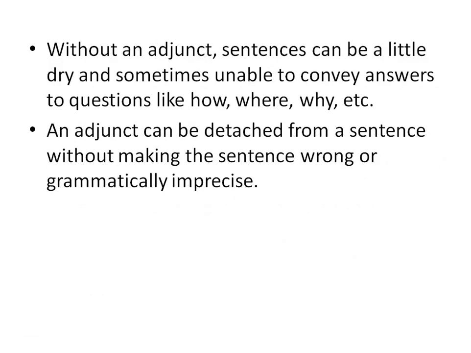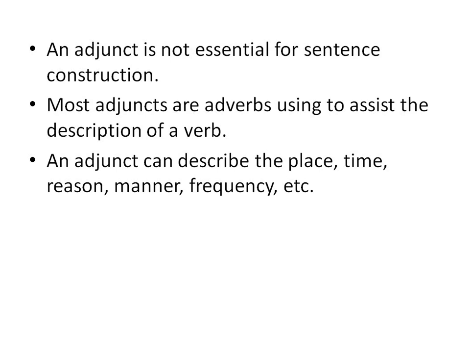Without an adjunct, sentences can be a little dry and sometimes unable to convey answers to questions like how, where, and why. An adjunct can be detached from a sentence without making the sentence wrong or grammatically imprecise. An adjunct is not essential for sentence construction. Most adjuncts are adverbs used to assist the description of a verb. An adjunct can describe the place, time, reason, manner, or frequency.